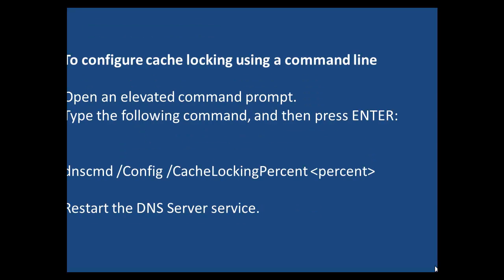Cache locking can be configured using a command line. At the command line, and you want to open that command line at an elevated command prompt, you will type the dnscmd /config /cachelockingpercent, and then you type the percent that you want to have for your cache locking percent, and then you restart the DNS server.